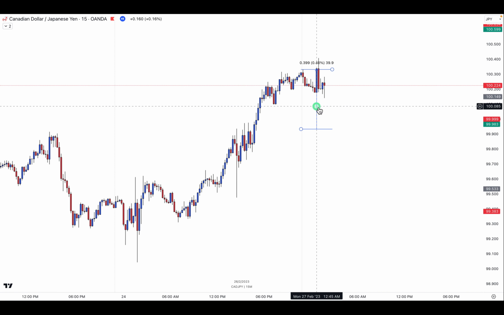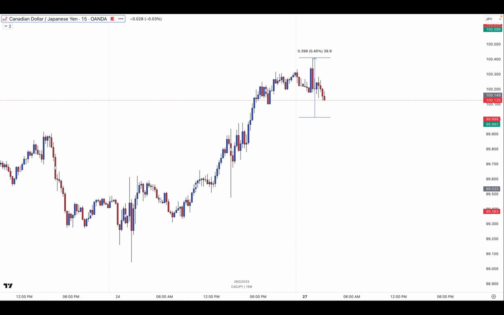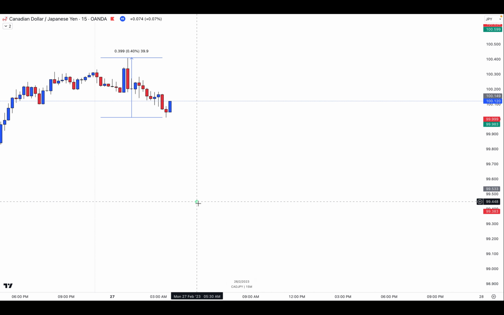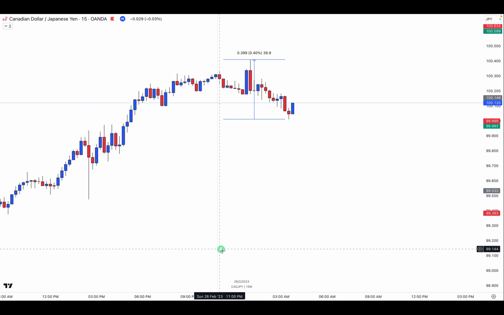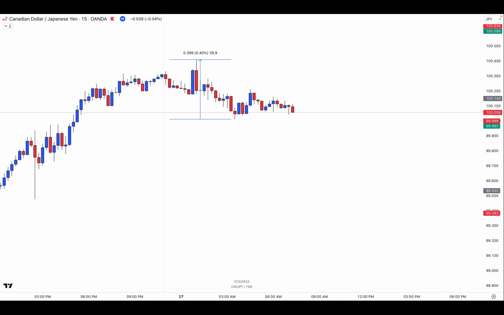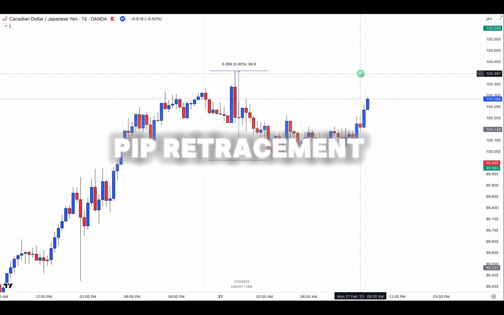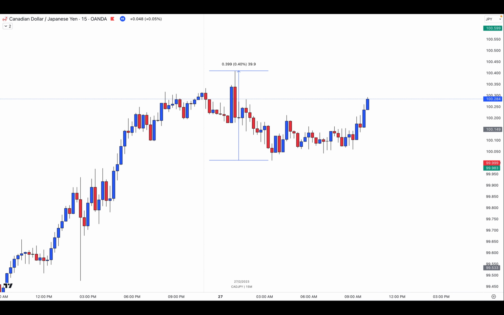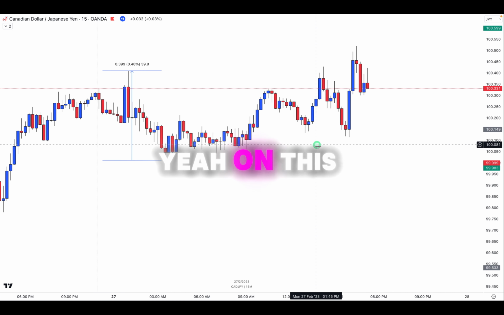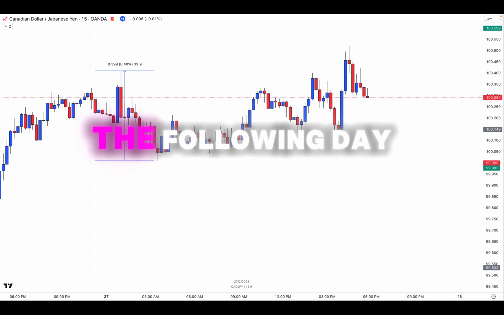So here, let's put it up here. Okay, is this 40 pips? It did not really get to 40 pips. Let's see. Okay, so we don't really have a 40 pip retracement there. Yeah, on this day we do not have that 40 pip retracement. Let's see on the following day.